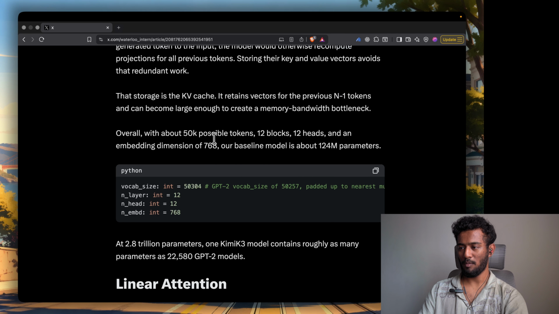Overall, with about 50k possible tokens, 12 blocks, 12 heads, and an embedding dimension of 768, our baseline model is about 124 million parameters. Okay, yeah, this is the number we just found out.